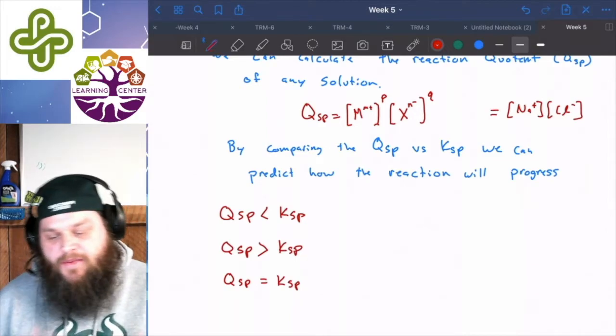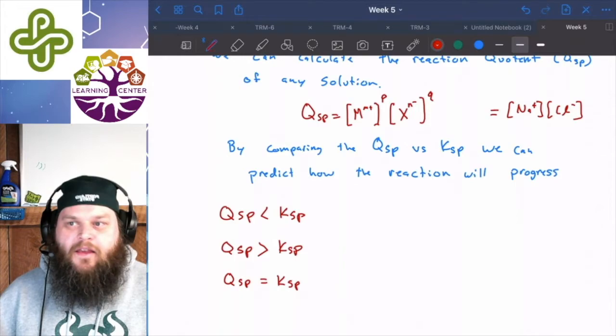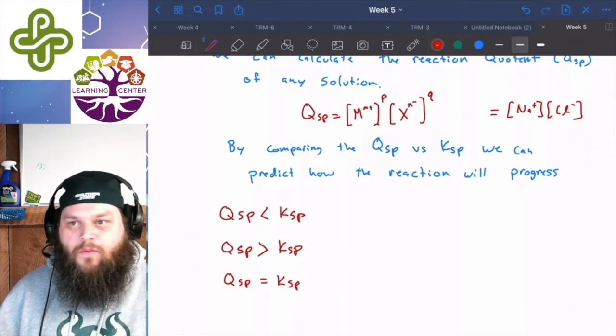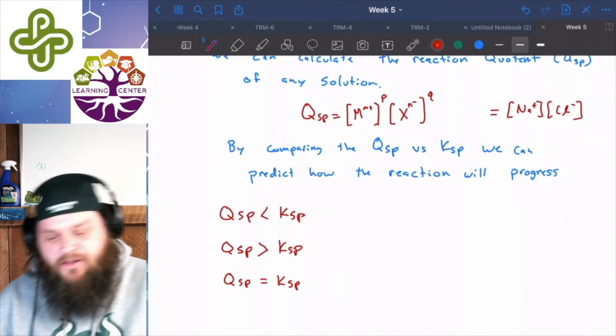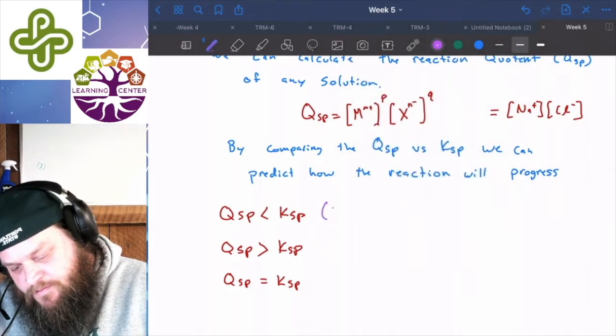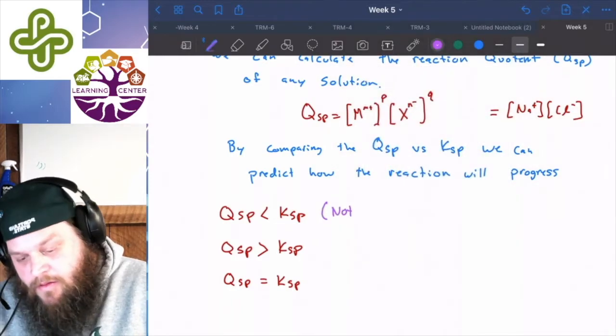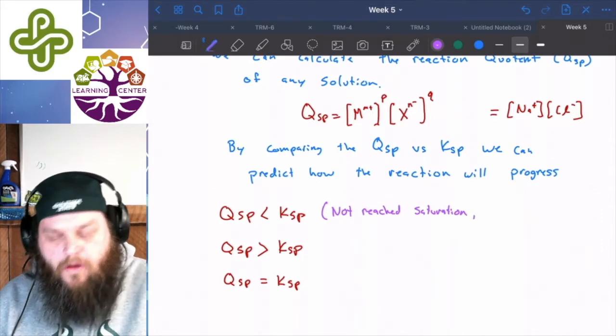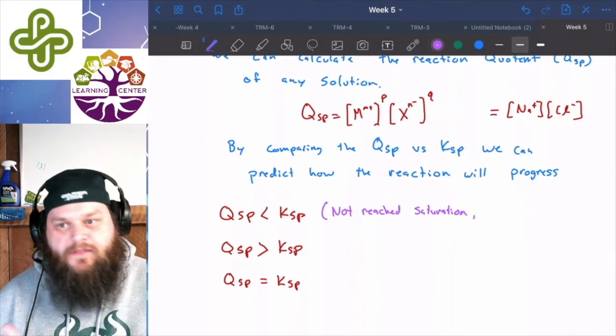If the QSP is less than the KSP, that means that the ratio of the two concentrations in there hasn't quite reached saturation yet. So I'll put on here, not reached saturation. Therefore, nothing precipitates. Everything is fully dissolved.